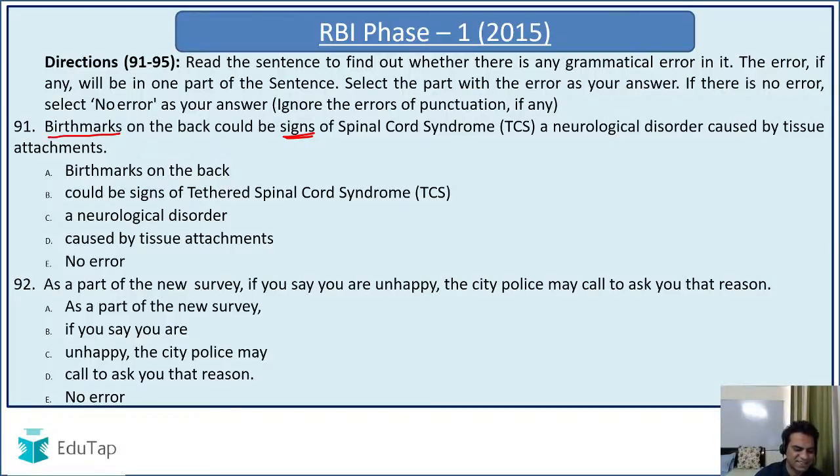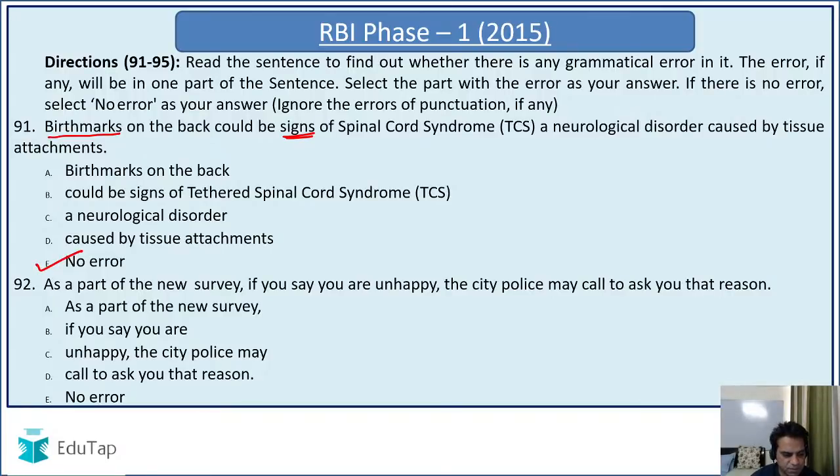Guys, in this question, there is no error. Birthmarks, look at it, section wise. Birthmarks on the back. Okay, any marks on our back, they could be signs of spinal cord syndrome, which is a neurological disorder caused by tissue attachments. So one tissue attaching with other. So there was no error in this, guys. Could be the signs. No, Nisha, science is perfectly all right.